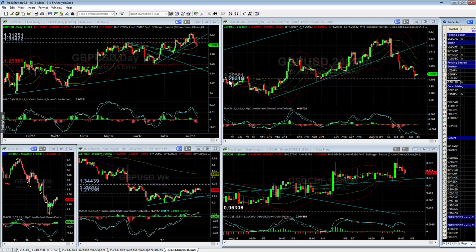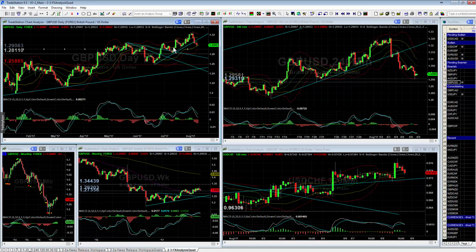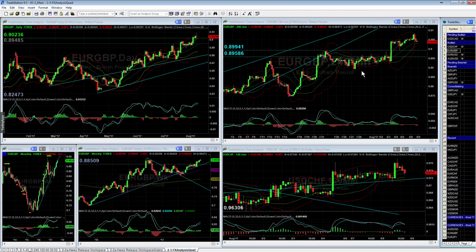If we can break down through 1.29319, then we'll see another drop down towards this previous pivot right here. Okay, so I'm going to mark these where if we can break through this point, we could drop down to the next one, to 1.28110.